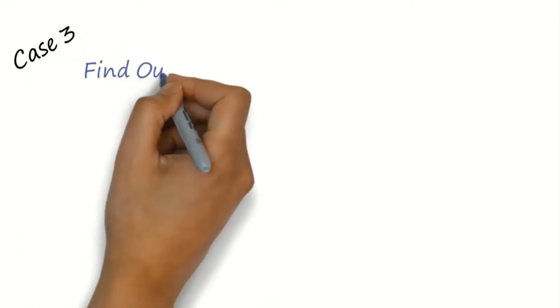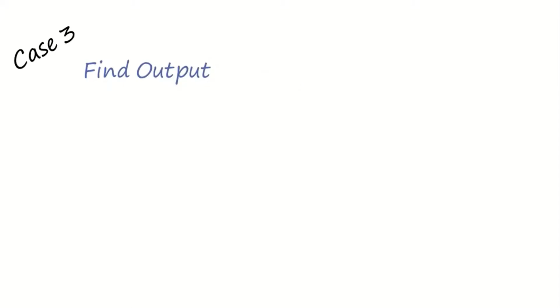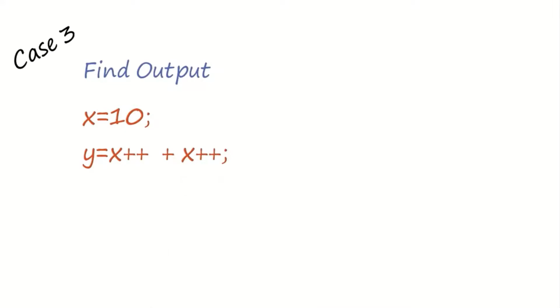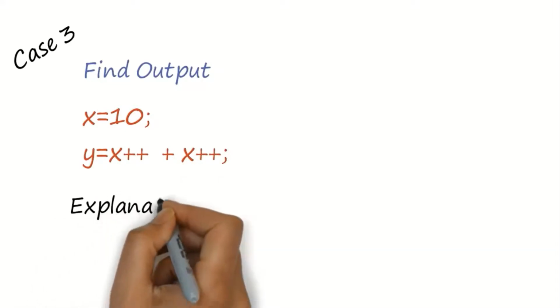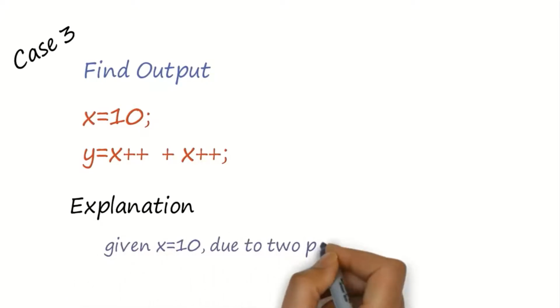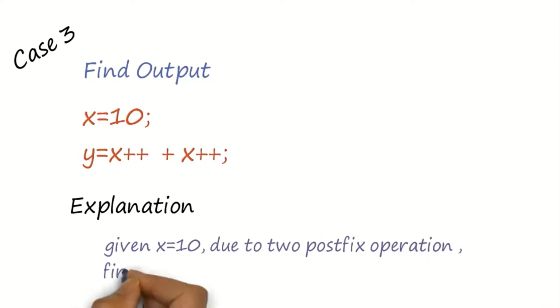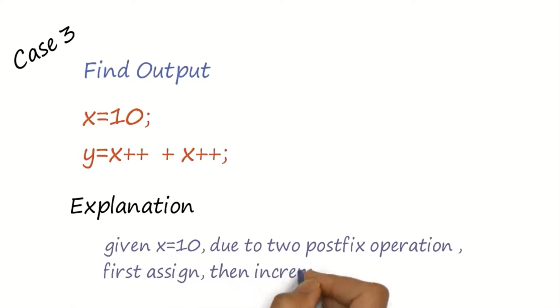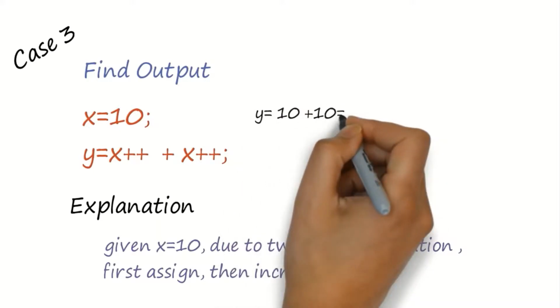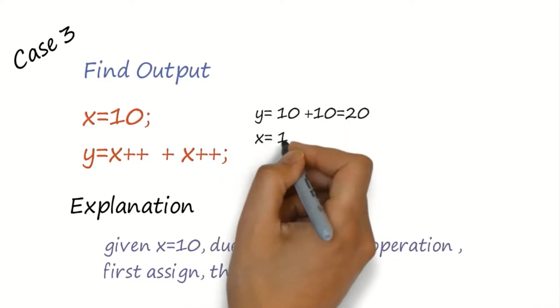Now let's consider case 3, where the same unary and binary operators are used, but the unary operator is the post increment operator. Post increment unary operator means the value will be assigned first to all the variables used with the post increment unary operator, that is x, and then it is incremented. That means the value of x, 10, will be assigned to both the x plus plus, that is y will be equal to 10 plus 10, that is 20.